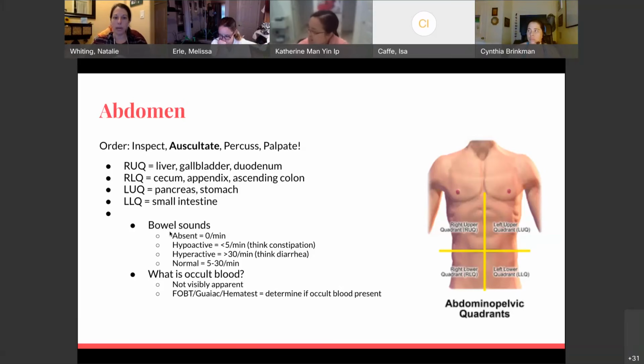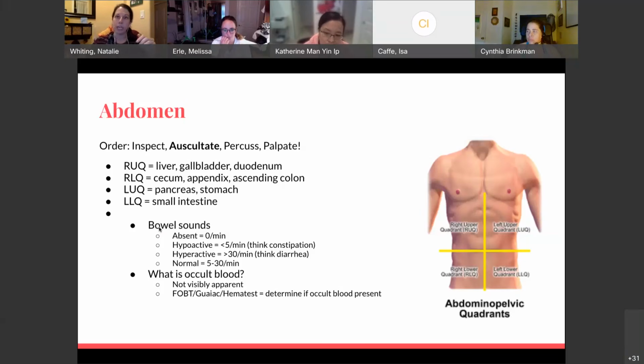For bowel sounds, absent is going to be no bowel sounds. You're going to hear 0 bowel sounds in a whole minute. Hypoactive is going to be less than 5 sounds within a minute. Hyperactive is going to be greater than 30 in 1 minute. And then normal active is between 5 and 30.